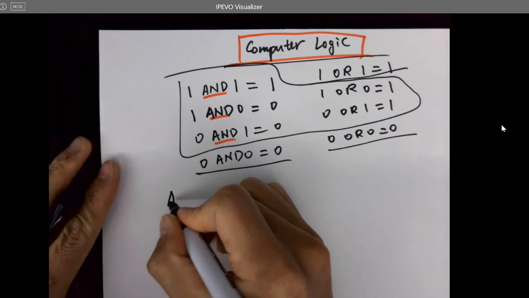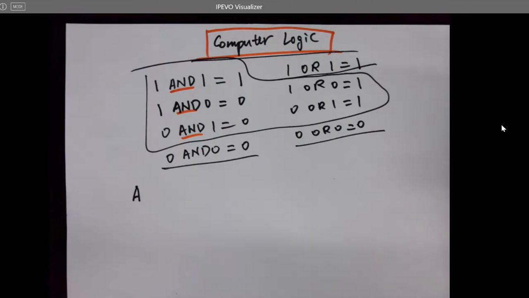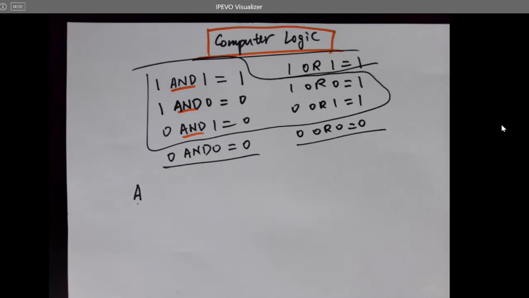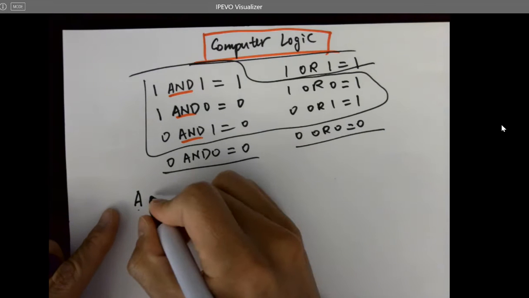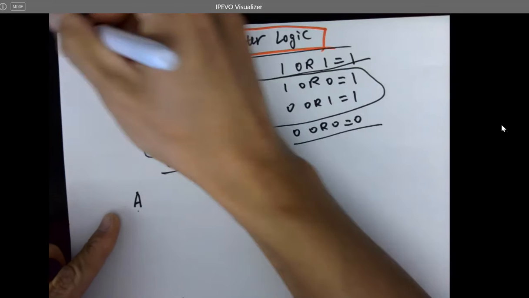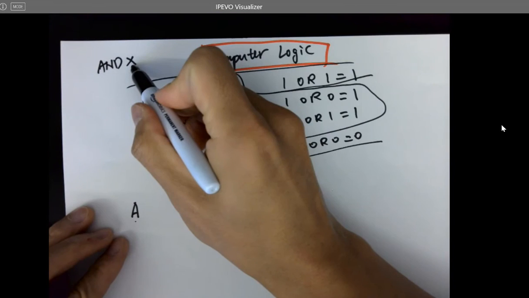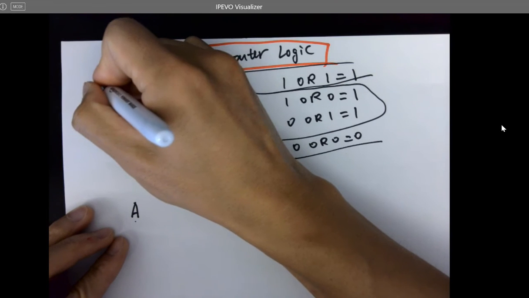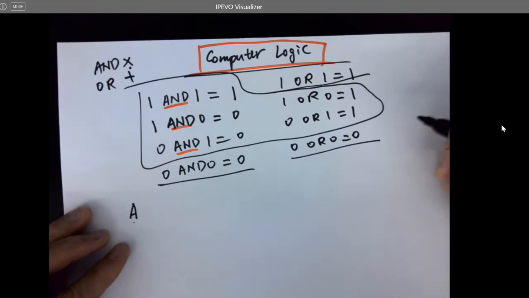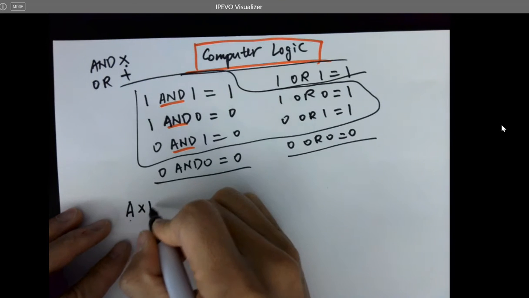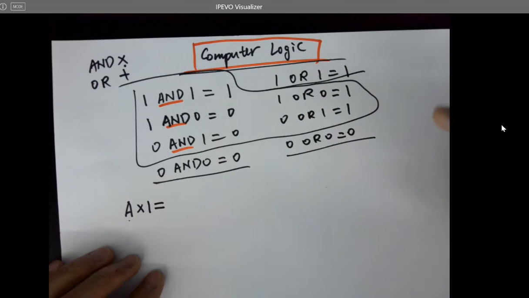Sometimes we use letters to represent the digital cases. If A is a case, we don't know if it's 1 or 0, it's just a case, it can be 1, it can be 0. And for the operators, AND is like a multiplication operator, OR is like this, but you are not adding anything, it's just OR logic. So if A and 1, what are you getting?